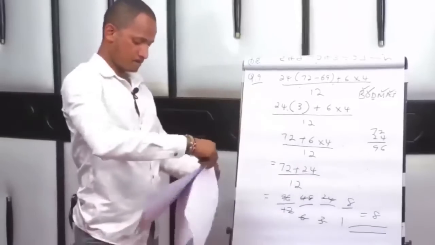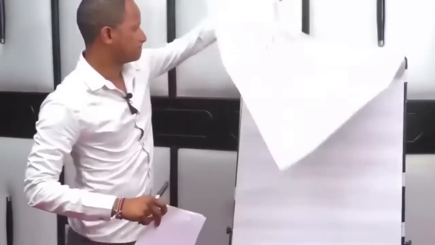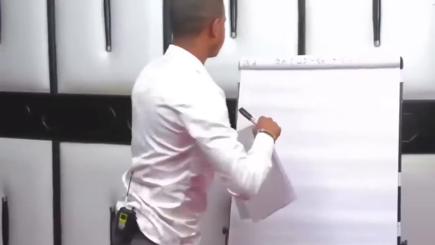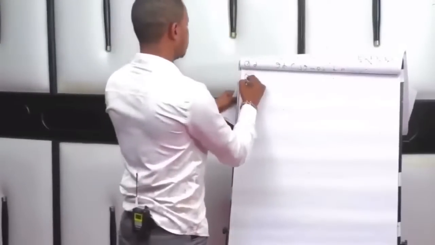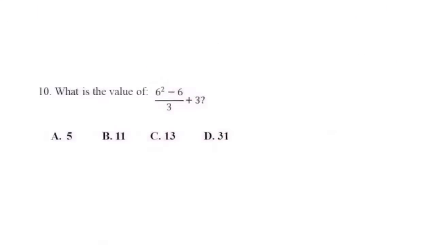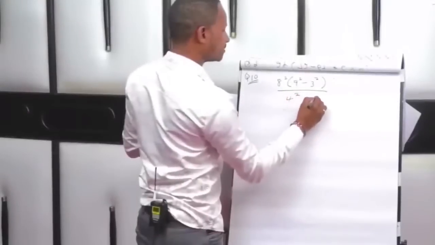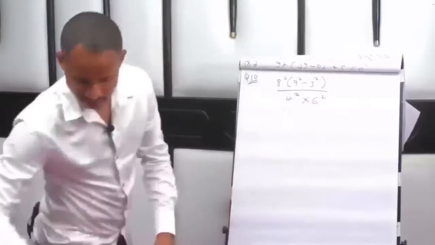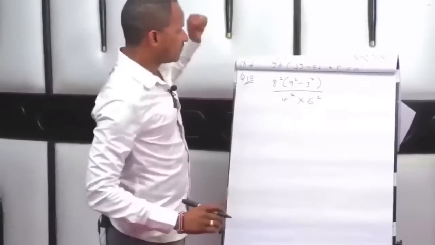Question 10. What is the value of 8 squared into 9 squared minus 3 squared divided by 4 squared times 6 squared? So class, what is the value of this?